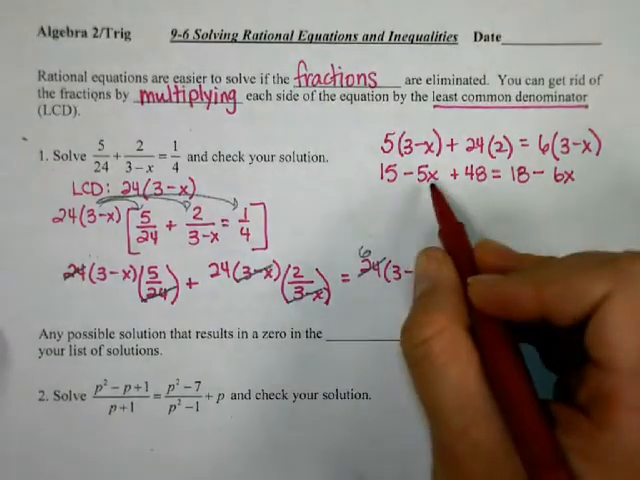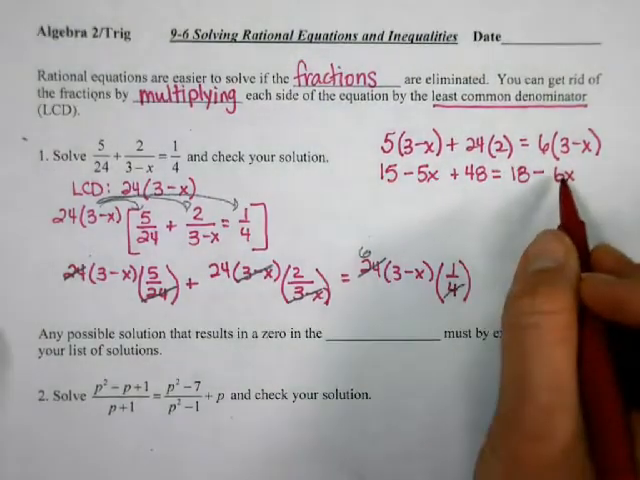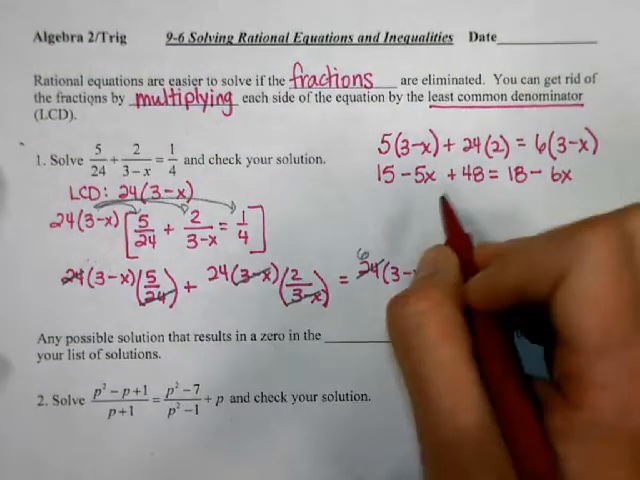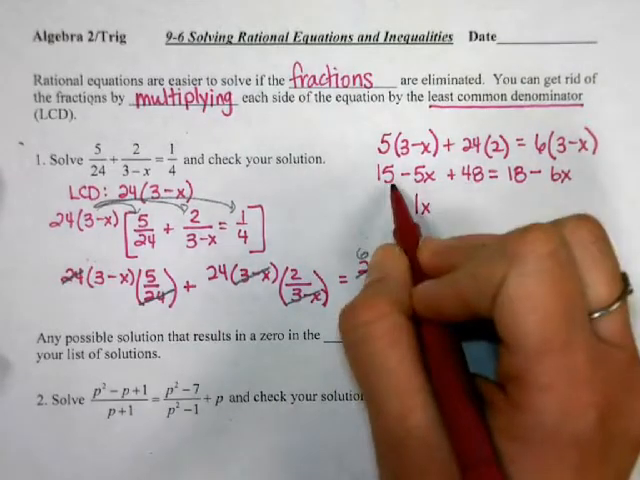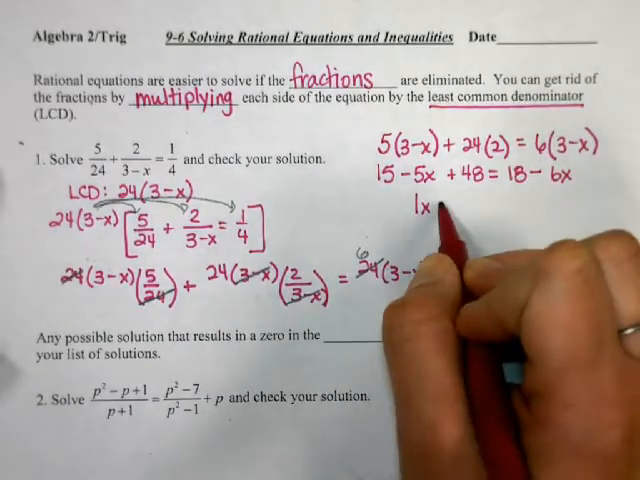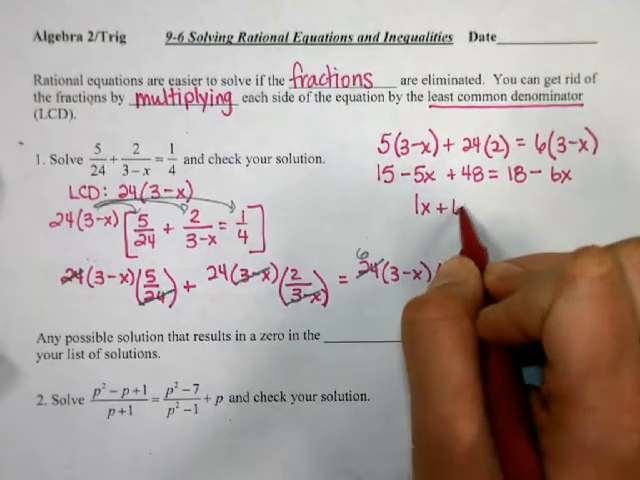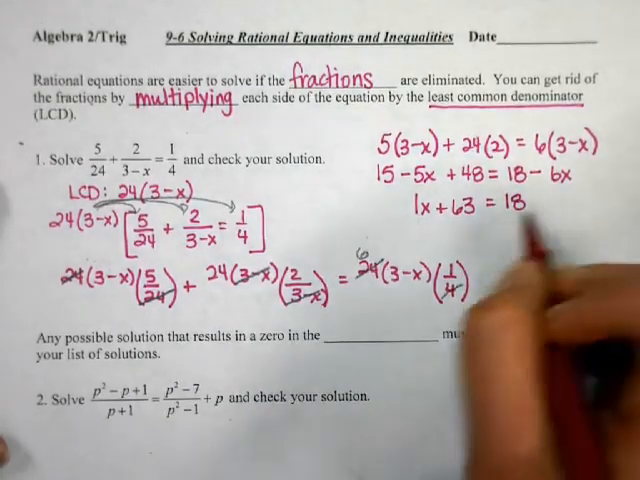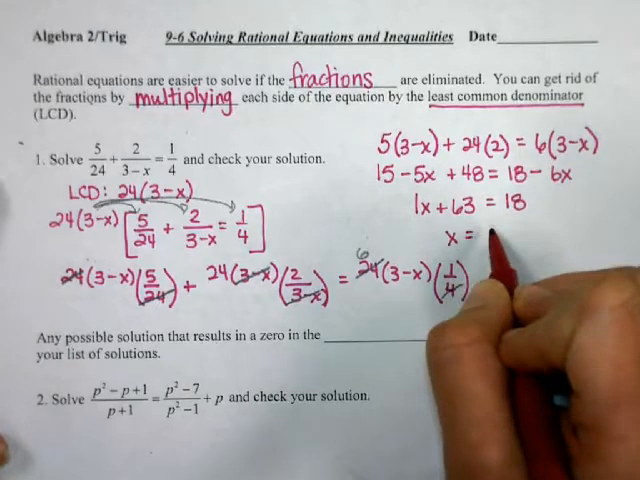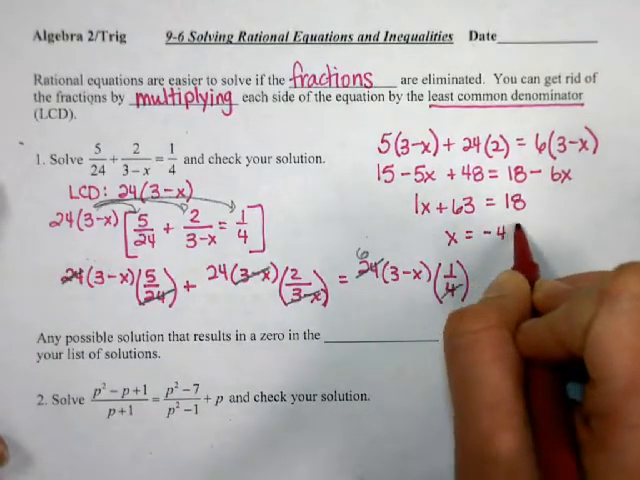Combine some like terms. Let's go ahead and add 6x over here. So I'm going to get 1x. 15 and 48 gives me 63. Equals 18. Subtract 63, so x is negative 45.